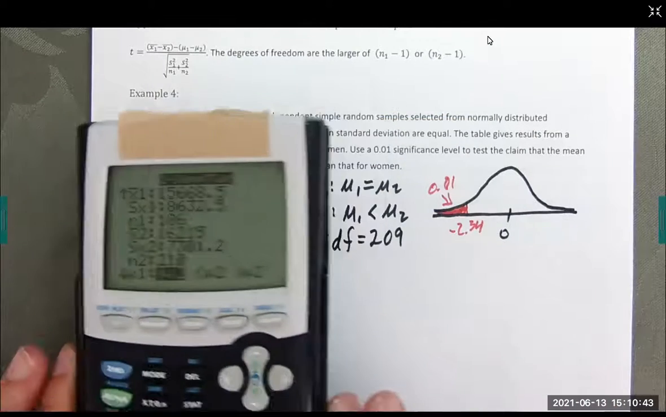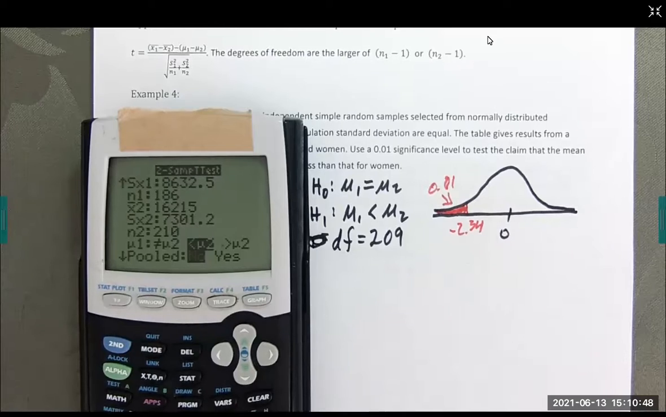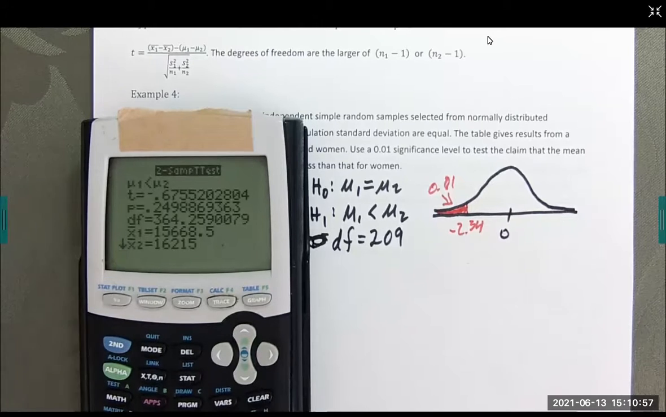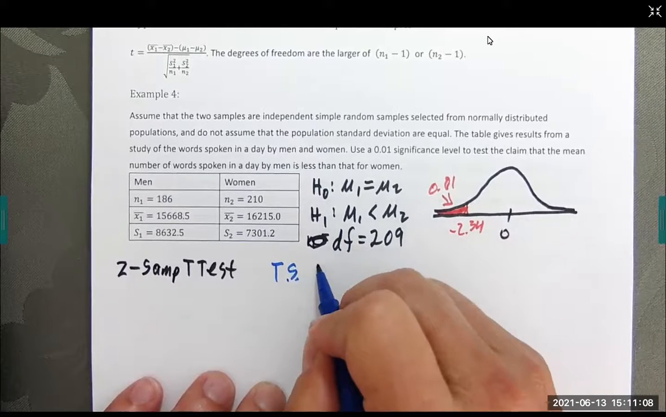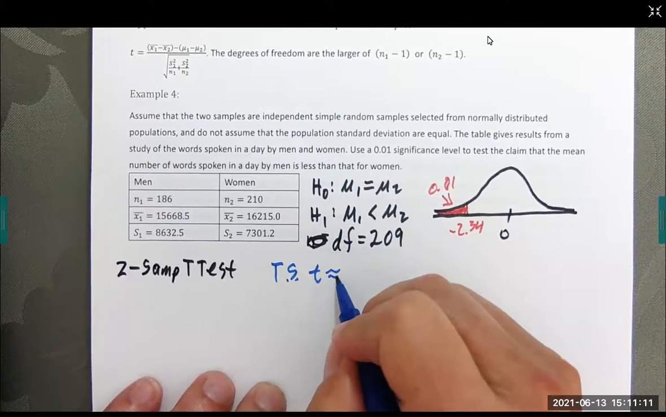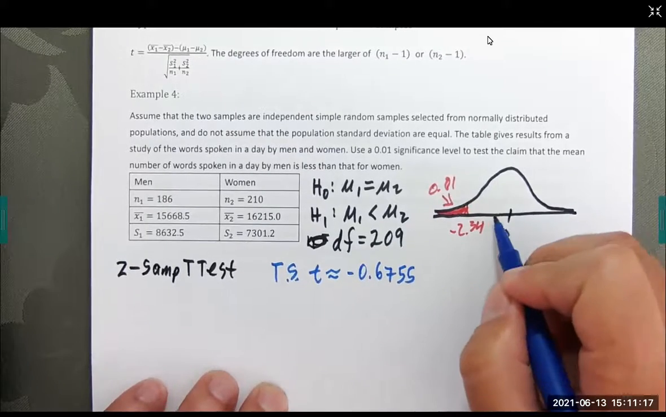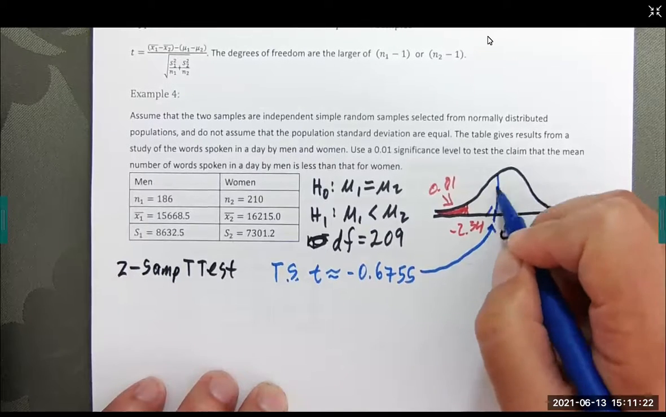Our hypothesis is a less than scenario. And it asks if it's pooled, and we're going to say no, we're not going to do any pooling for this particular class. And hit calculate. There's my test statistic, and there is my p-value. So let's write that down. All right. Test statistic t is about negative 0.6755. And my p-value is going to be quite large, it looks like.